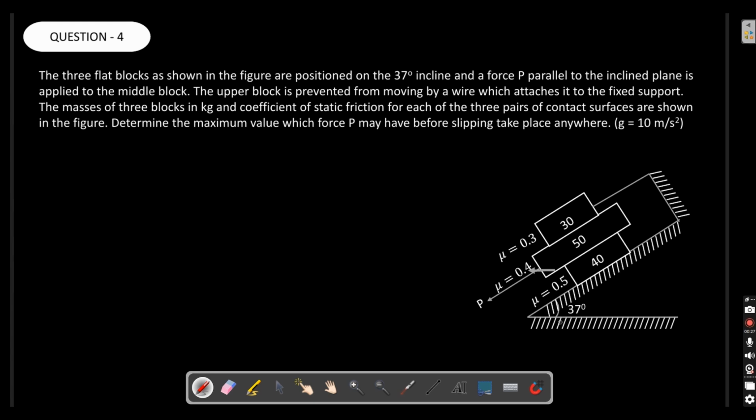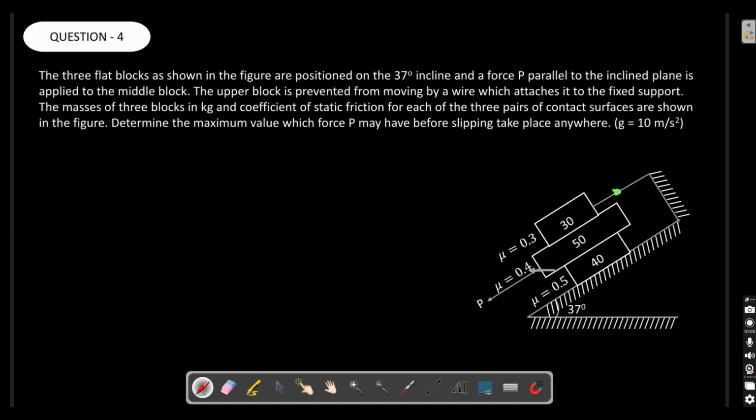The 3 flat blocks as shown in the figure are positioned on a 37 degree incline and a force P parallel to the inclined plane is applied to the middle block. The upper block is prevented from moving by a wire which attaches it to the fixed support. So this is attached to the fixed support. Very good. So this prevents this particular block from moving. The masses of the 3 blocks are in kg and the coefficients of static friction for each of these pairs of contact surfaces are shown in the figure. Determine the maximum value of P.